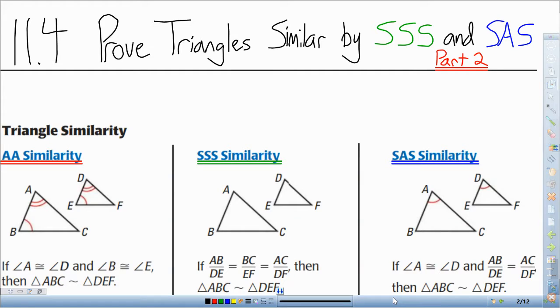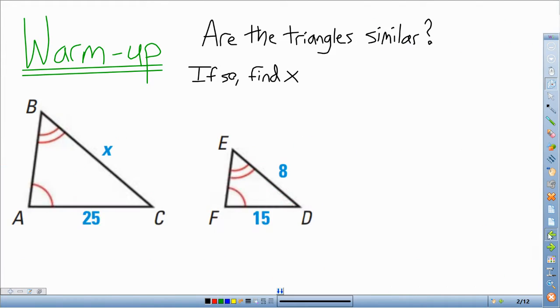Hey, everybody. So we are looking at 11.4 part two today, looking at two other basically shortcuts to figuring out or proving triangles are similar. Before we get into this, though, a real quick want to have you guys try out a warm up dealing with what we were learning yesterday. Okay, this is asking, are the triangles similar? And if so, find x.